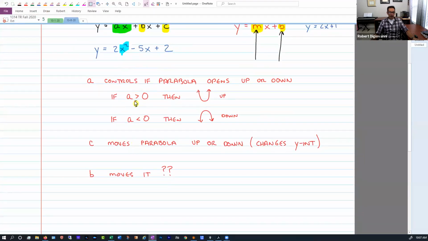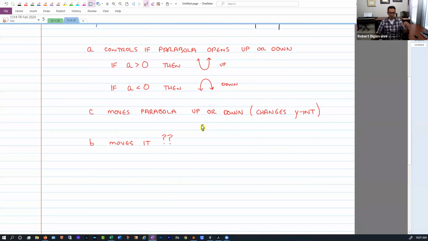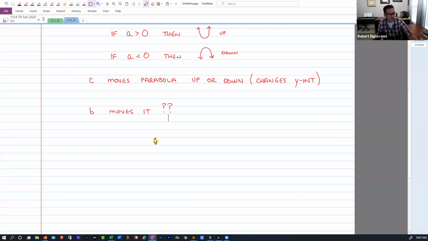We know that A controls the up and down. If A is positive, it moves up. If A is negative, it goes down. C moves the whole parabola, shifts it up and down. Okay, changes the y-intercept. B moves it, but we're not quite sure how. We always have one vertex. We always have one y-intercept. And we either have 0, 1, or 2 x-intercepts. Okay, every parabola has these properties.